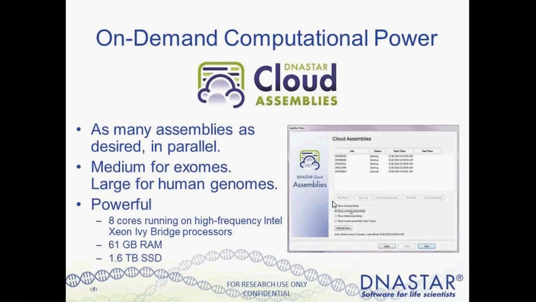New with Lasergene version 12.1 is the ability to run large assembly projects using on-demand computational power. With the increasing file sizes and throughput available with next-gen sequencing technologies, it is often convenient to be able to access the power required for assembling such large projects just when you need it. With the cloud, you don't have to purchase and maintain such a large computer. Instead, you can access the DNASTAR Cloud Assemblies application when you need it.